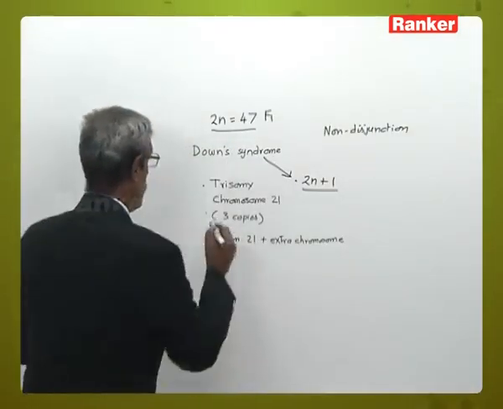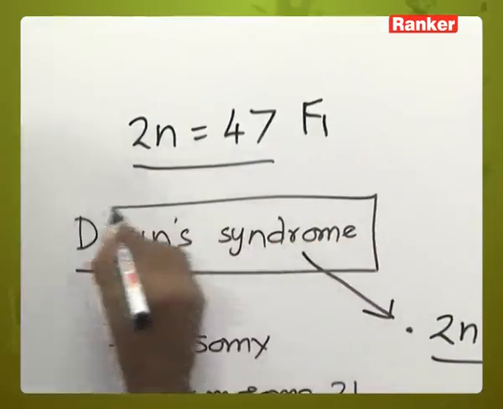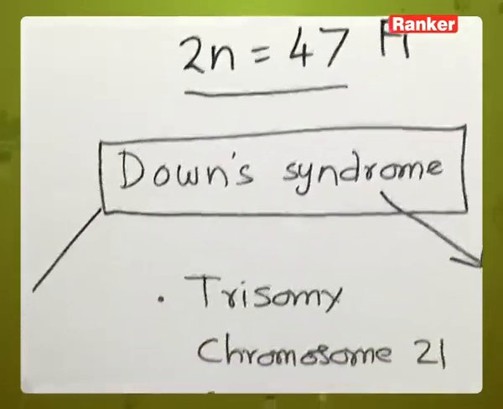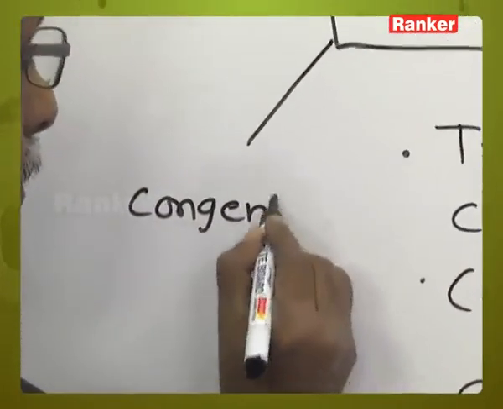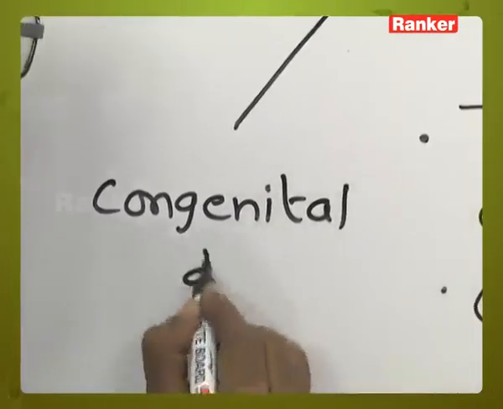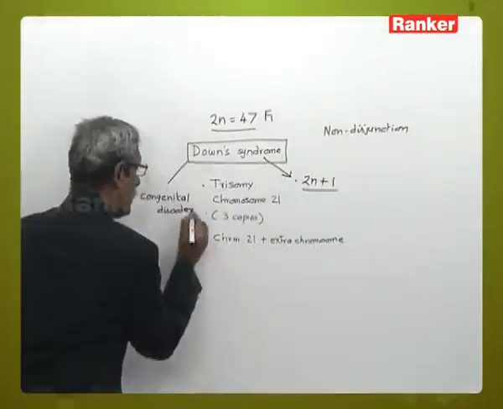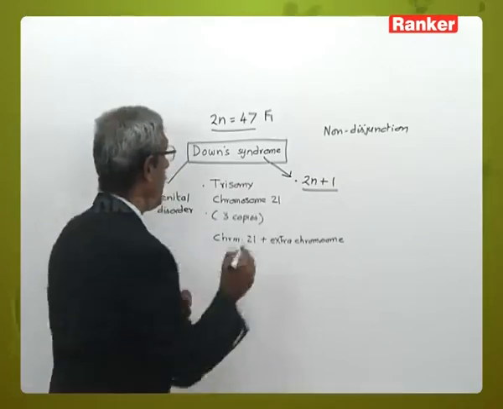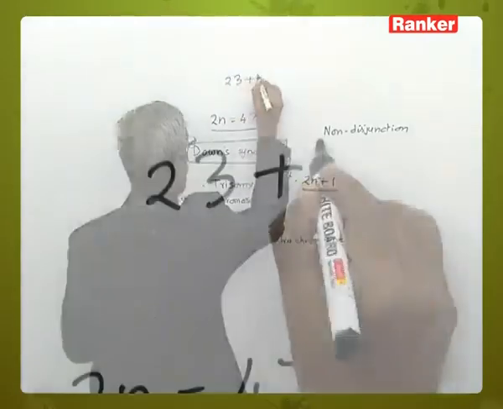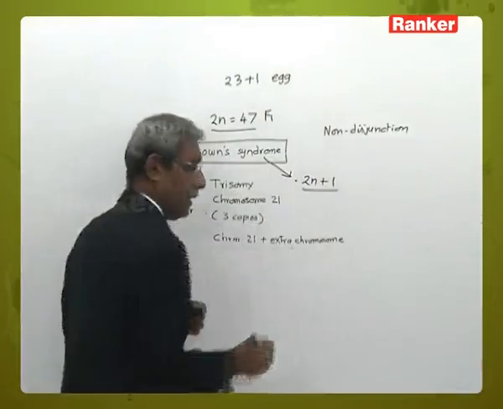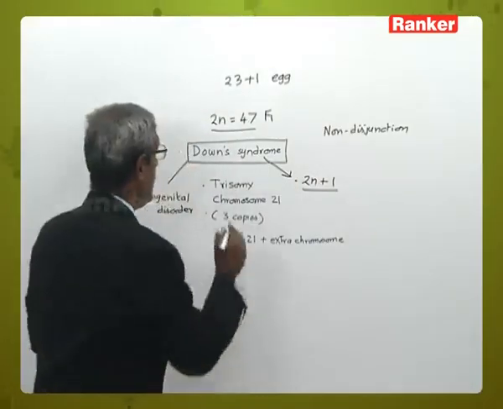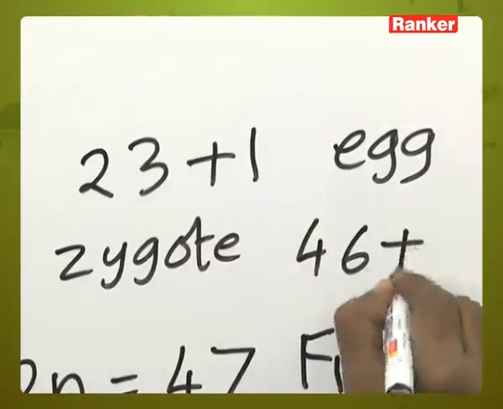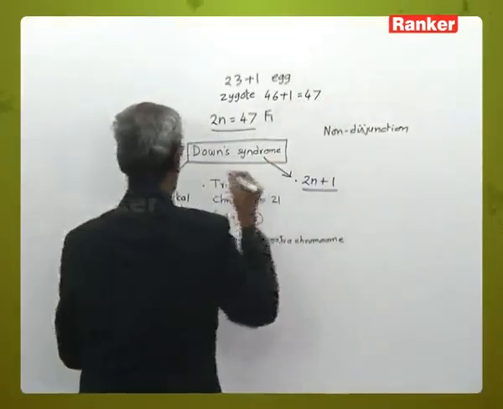Now, when you take Down syndrome, Down syndrome is a congenital disorder. That is, the character can be inherited. The character can be inherited because we have 23 plus 1 chromosome in the egg. Thereby, in the zygote, we would be having 46 plus 1 is equal to 47 chromosomes.